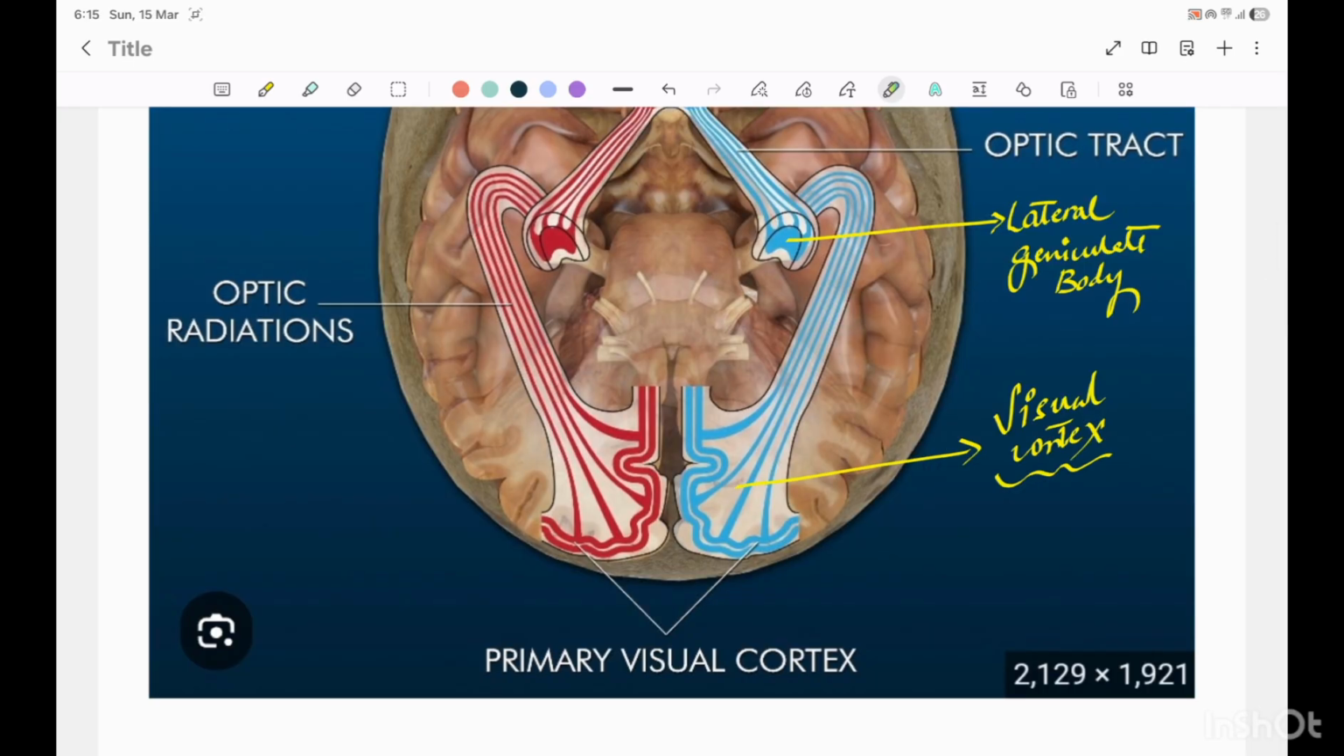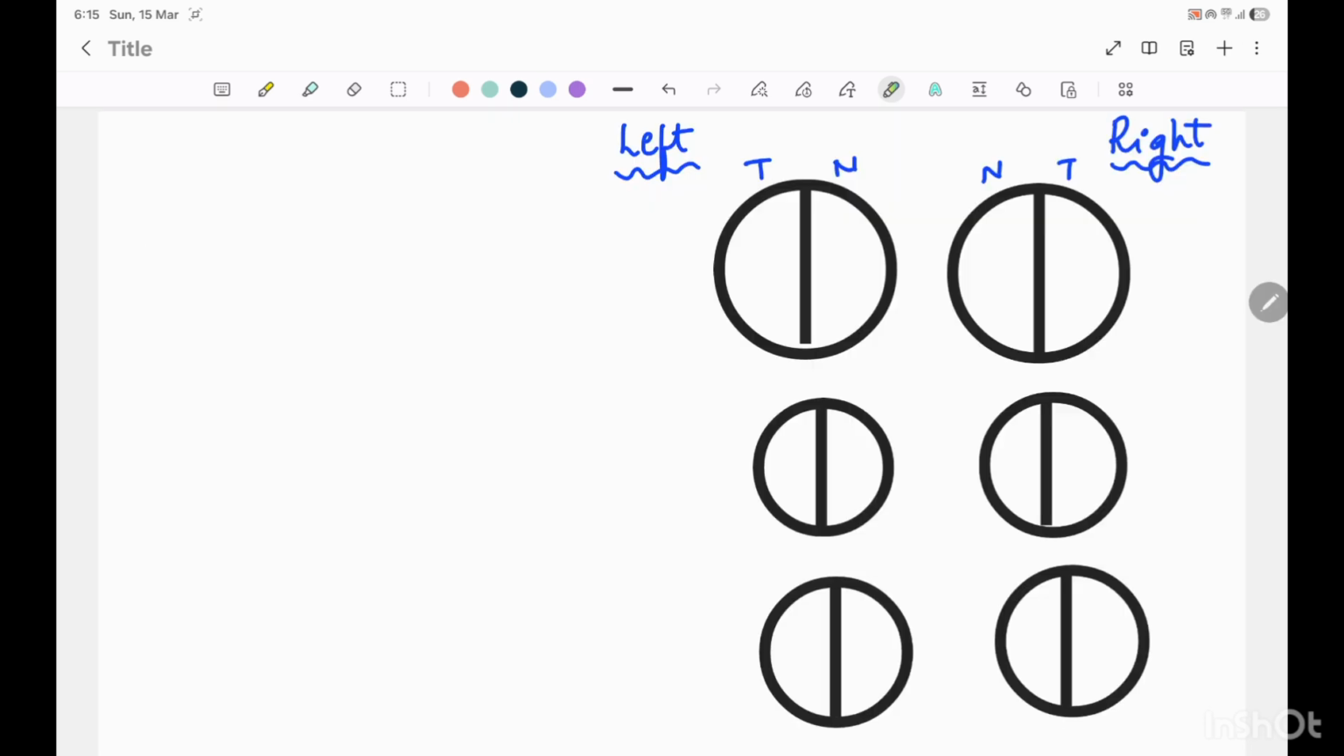So now we are done with the visual pathway, and now let us discuss the lesions of the visual pathway. Let us see what happens when the visual pathway is affected at various levels. For our class, I will take that the lesions are entirely on the left side. Okay, left side of the visual pathway.